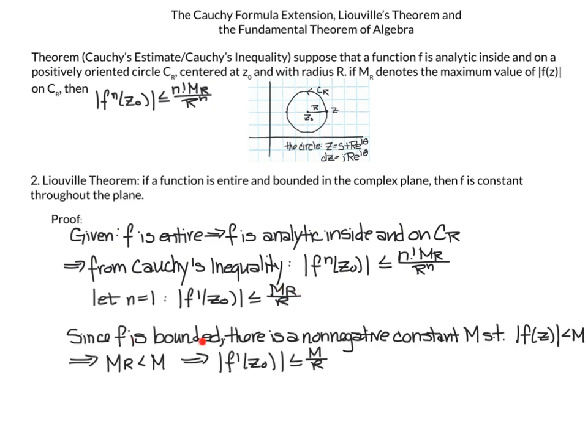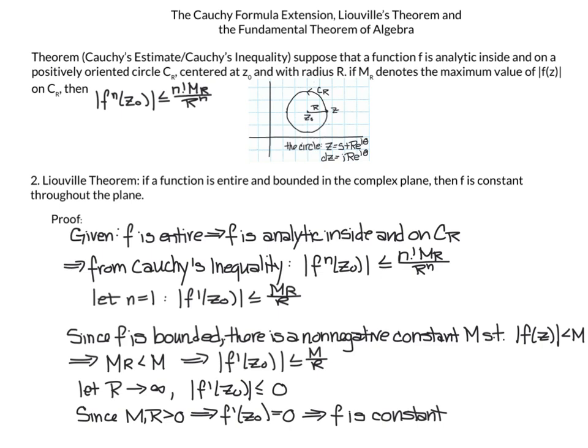And now, since f is bounded, there's a non-negative constant M such that the magnitude of our function is less than M. So we know that here we have some bound for our first derivative, and we also have a bound for our function. Since M_R is our maximum on r, it's going to be less than M. So we're going to put that into our formula now. The magnitude of the first derivative evaluated at z naught is less than or equal to M over r.